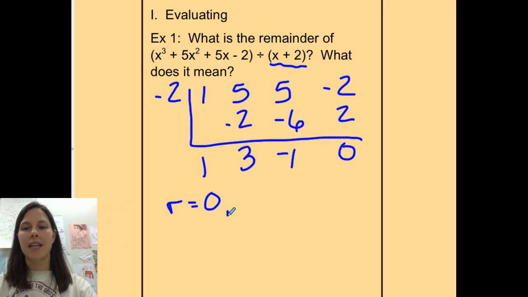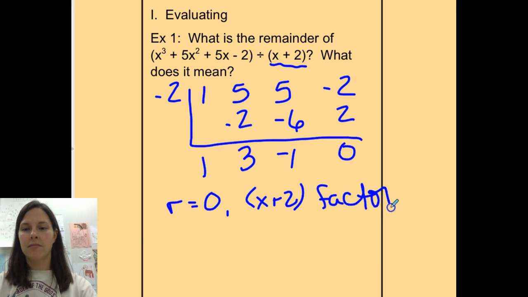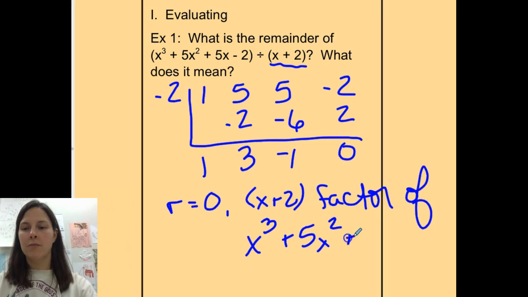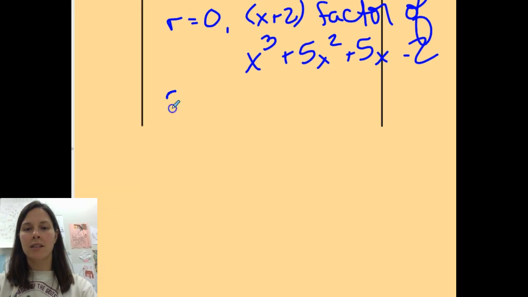And what does it mean? It means x plus 2 is a factor of x cubed plus 5x squared plus 5x minus 2. It also means that the function evaluated at negative 2 is 0.